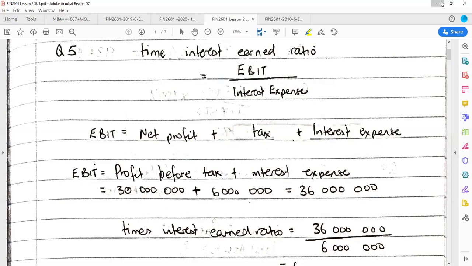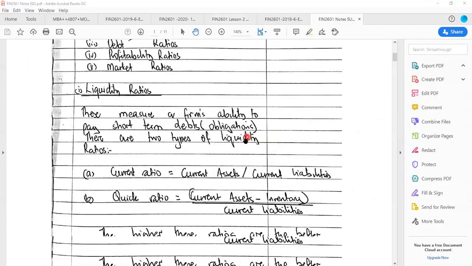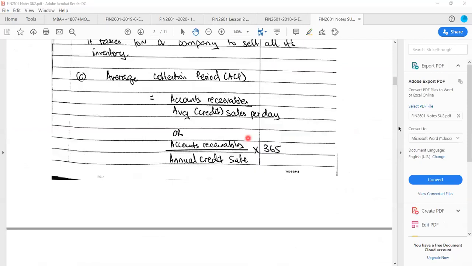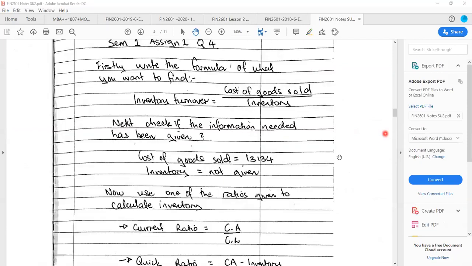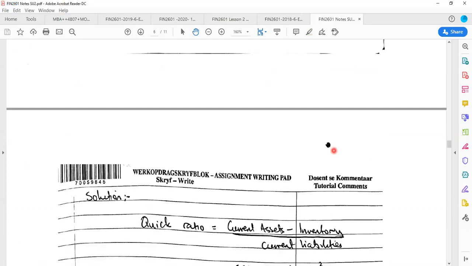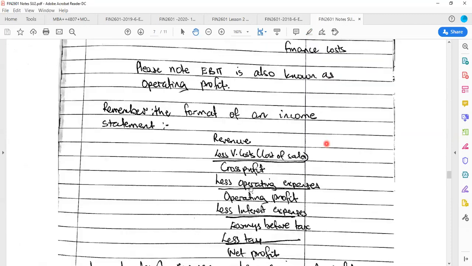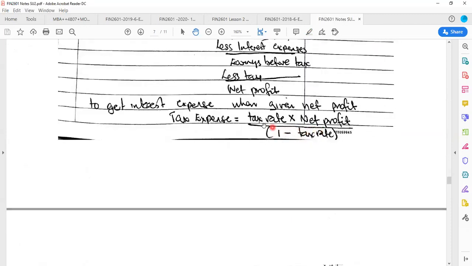And remember that in the previous class, I showed you how to calculate tax. I'll just put that up on the screen. Sometimes you won't be given tax. I said, if you want to calculate tax, you can use the following formula. Let's say you've been given your tax rate, then your profit before tax is your net profit divided by 1 minus the tax rate.